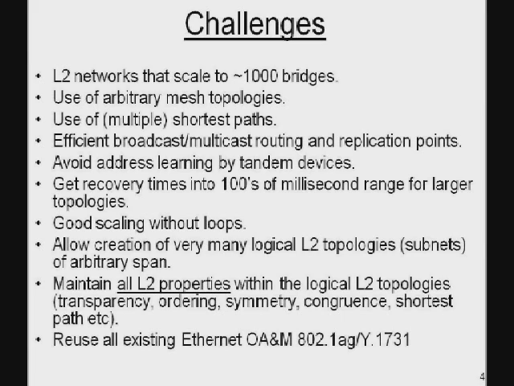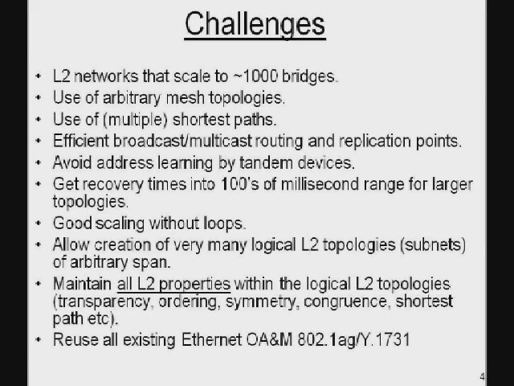We want good scale without loops, and we want to be able to create not only this physical topology, but to create lots of logical Layer 2 topologies within that. And while we're creating those logical Layer 2 topologies, we want to maintain all of those wonderful properties of the physical Layer 2 within that logical Layer 2. In particular, the ordering, the symmetry of the routing, the congruency of the unicast and multicast, all while using the shortest paths. And this is very important. The last point, we want to maintain all of the OAM, 802.1ag, Y.1731, all of those protocols that have been developed over the last I don't know how many years.